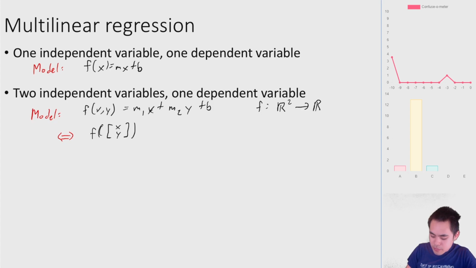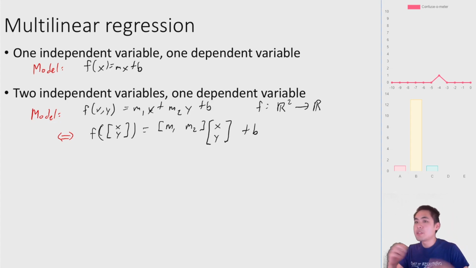And so you can rewrite this in vector form as f of x, y equals the dot product of m1, m2, or you can think of this as a matrix product, with x, y, plus b. This is just a different way of writing things, but it turns out that this notation will be super helpful once we have lots of variables.